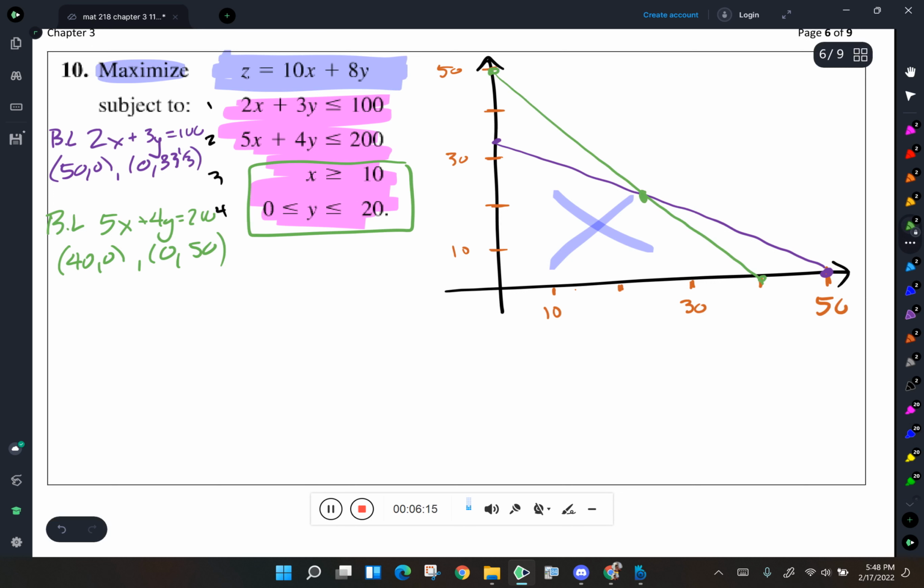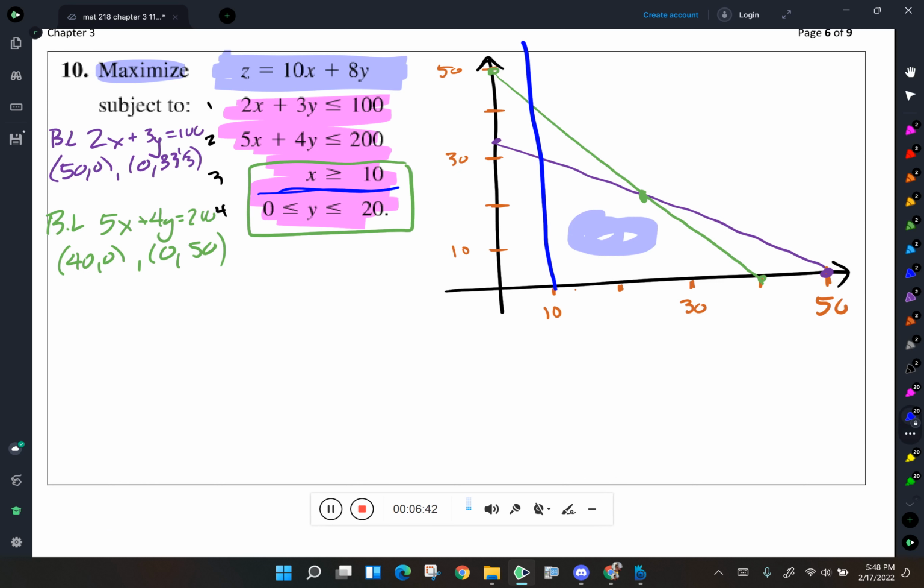And I want less than, so I want this side. So I'm already limited down to this trapezoidal piece. Okay, then how do I deal with these last two? Well, this one says that I need x's that are bigger than 10, so that's going to be a vertical line at 10, and I want to the right of that. So now it looks like I'm just in this piece right here. Okay, and then that last one says that the y's need to be between 0 and 20.